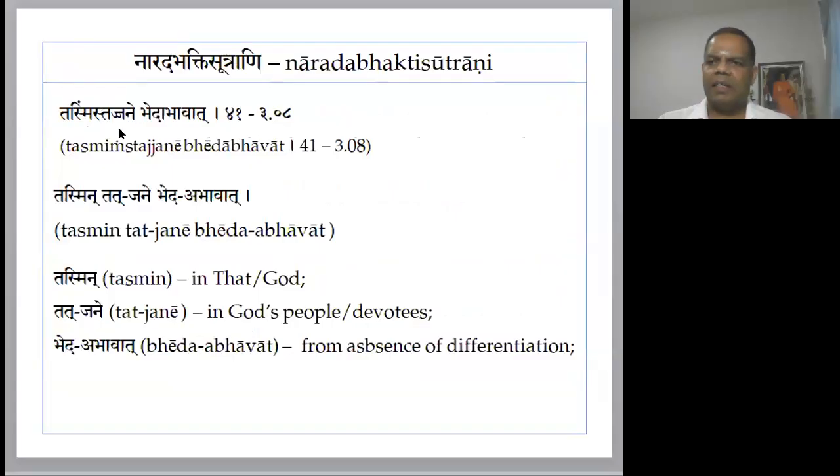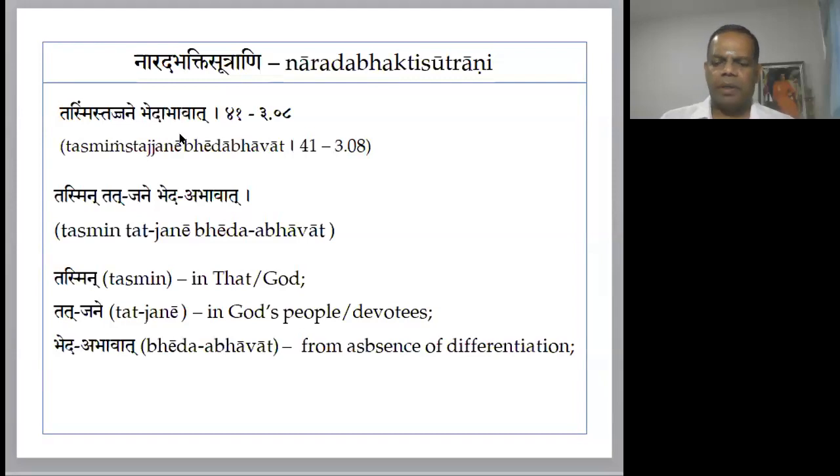Tasminstat jane bheda bhavat. Tasminstat jane bheda bhavat. Tasminstat jane bheda bhavat.